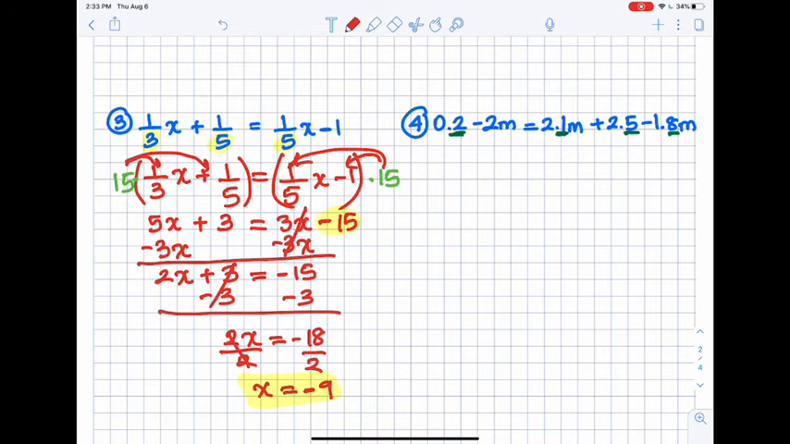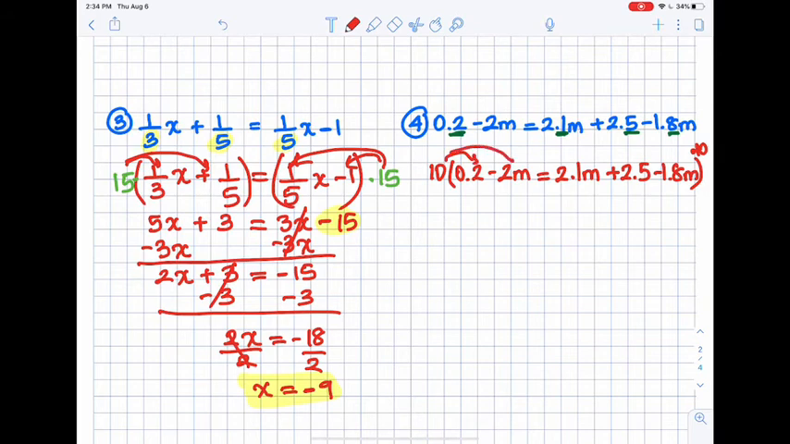Let's just do 10 times 0.2 minus 2m equals 2.1m plus 2.5 minus 1.8m, and then times 10. I don't have space here, but we're multiplying every single term by 10 on both sides. And then if we do this, our new equation will look like this.